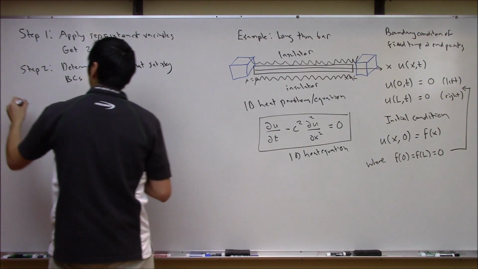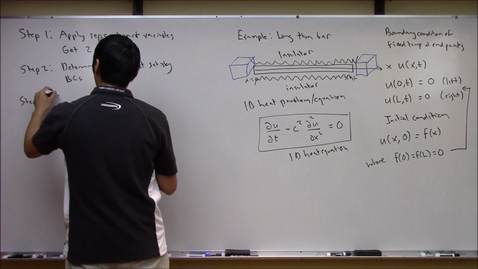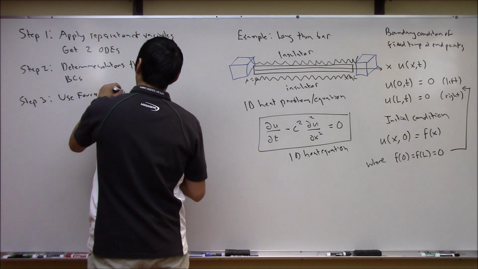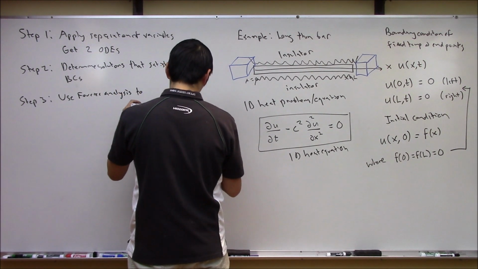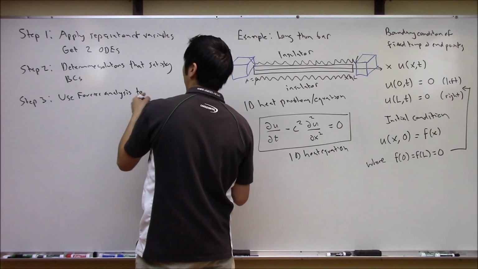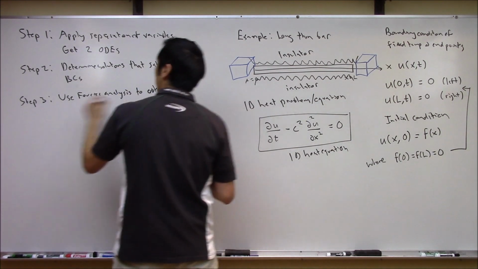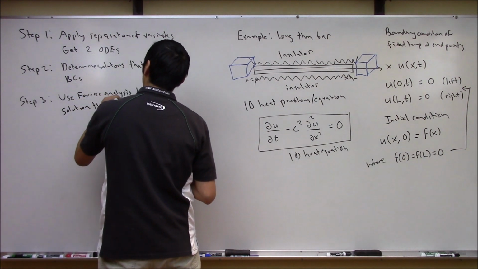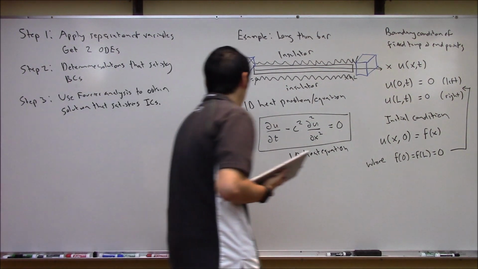Again, let's abbreviate those as BCs. And finally, step 3 here was we are going to now use Fourier analysis techniques here to get a solution that satisfies the initial conditions, right? To obtain a solution that satisfies the ICs, right? So that's our game plan.